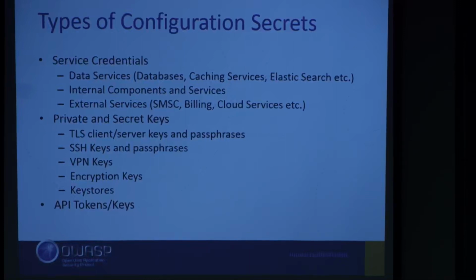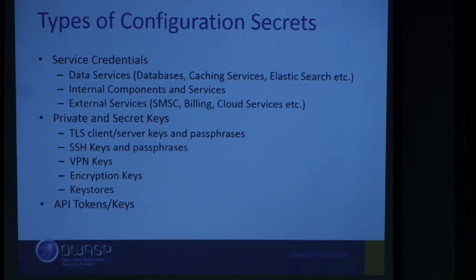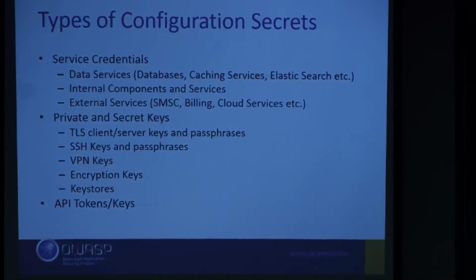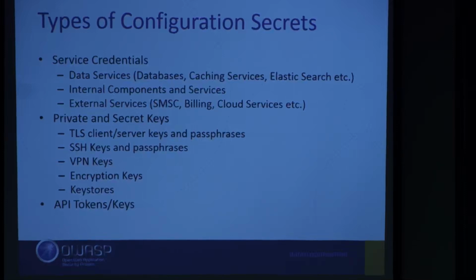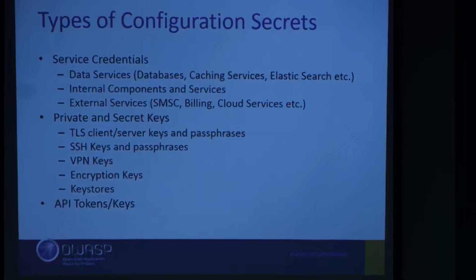One of the very common ones in configuration is the service credentials. These credentials could belong to your data services, which could be your databases, your caching services, or some analytics system like Elasticsearch or Splunk. Those credentials could even belong to some internal components or services, or they could belong to some external services like your SMSCs, your billing system, or your cloud services. You can also have some private keys or secret keys in your configuration. One of the typical ones is the TLS server keys, which are used to basically expose your application on HTTPS.